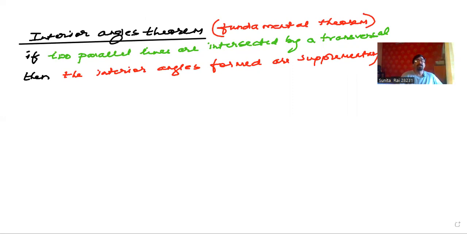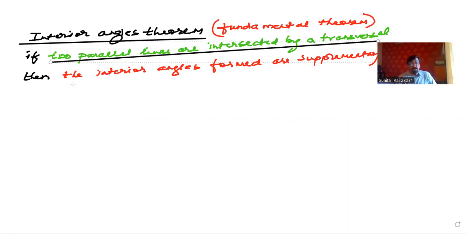Whenever you see two lines are parallel, what I have written in green, whenever you see parallel lines intersected by a transversal, immediately it should come to your mind, okay? One minute, children. Whenever two parallel lines are intersected by a transversal, what should come to your mind is this, what I'm underlining. Immediately, this what I have written in red should come to your mind.